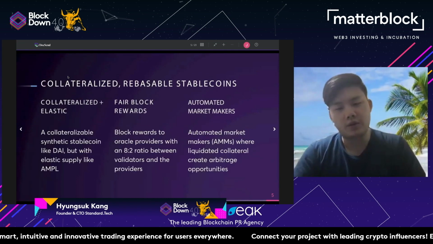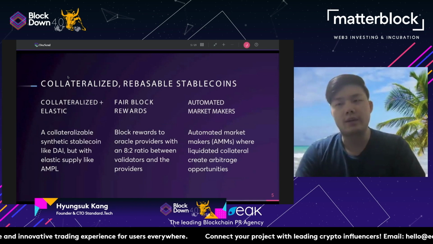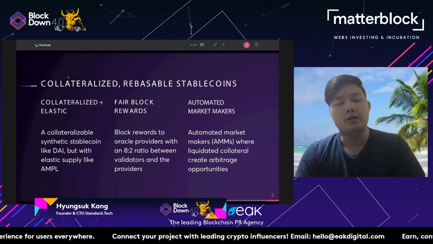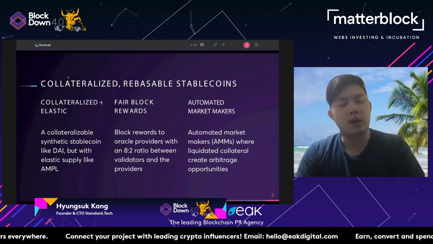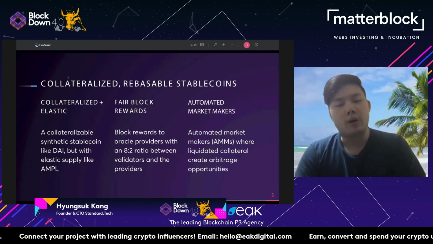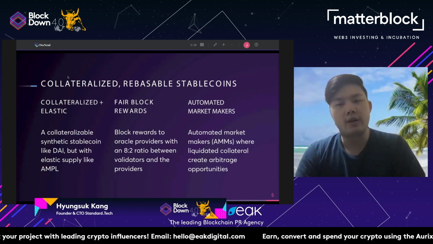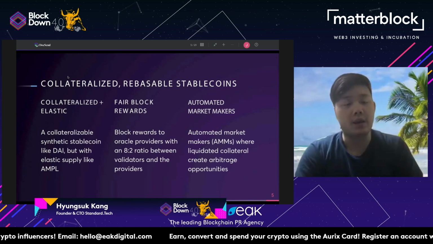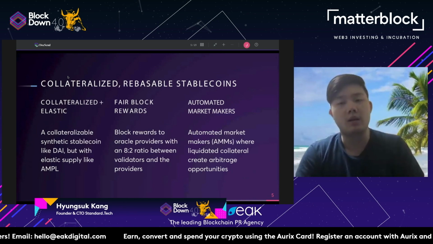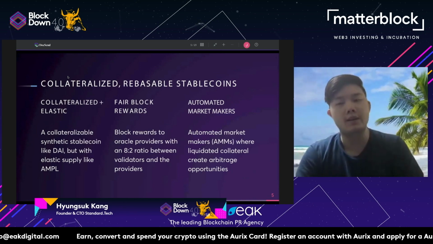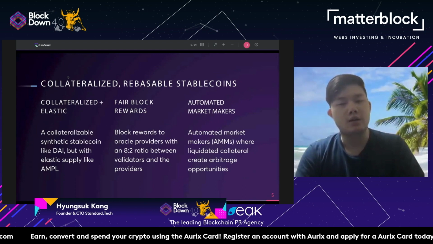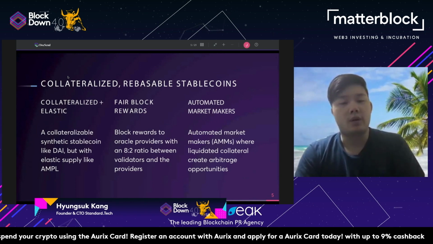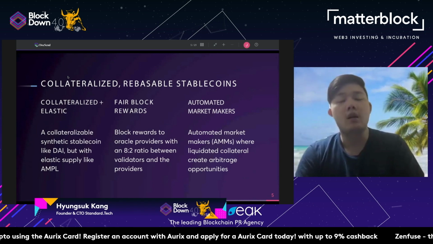To solve those algorithmic stablecoin problems, where there has been a lot of blood, we have come up with collateralized and elastic supply, where the stablecoin can be created by over-collateralization, and its supply is maintained by the total demand collected by the oracle using a price, and it adjusts the supply so that people can have a stablecoin which is pegged to $1.